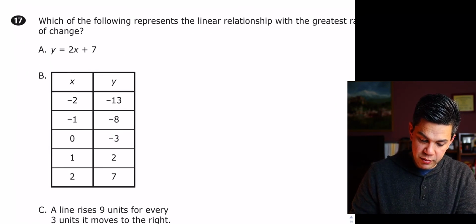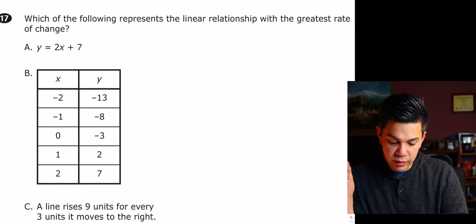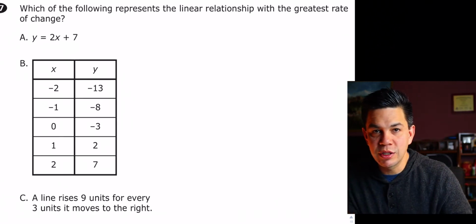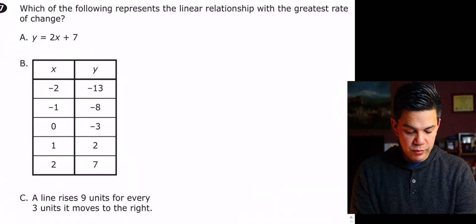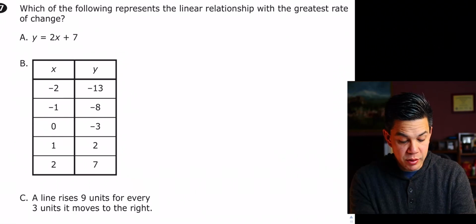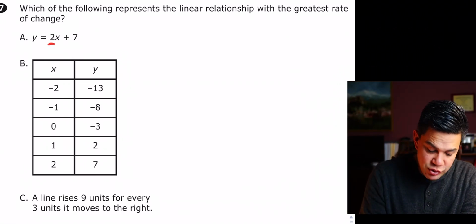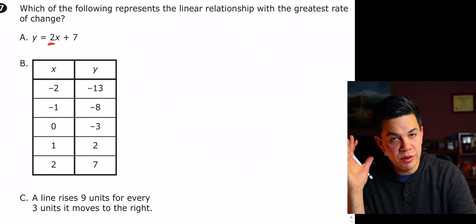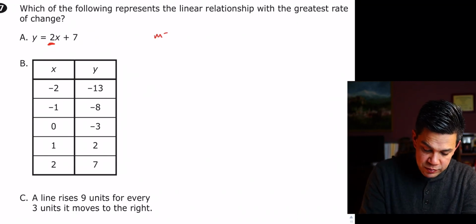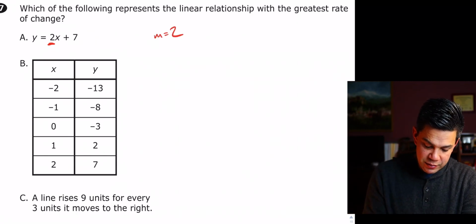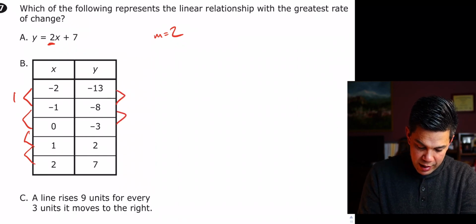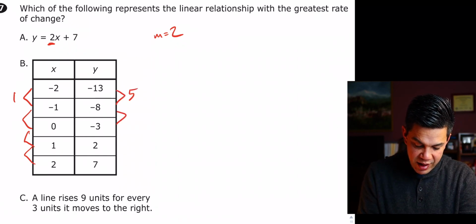All right. Number 17, which of the following represents the linear relationship with the greatest rate of change? So when you have a linear relationship, A is written in slope-intercept form. When it's written in that way, 2 represents the rate of change, the relationship between the change of y and the change of x, or the slope. So the slope here is 2, which represents that rate of change. The rate of change here looks like for every x, it goes up by 1. For every y, it goes up by 5.